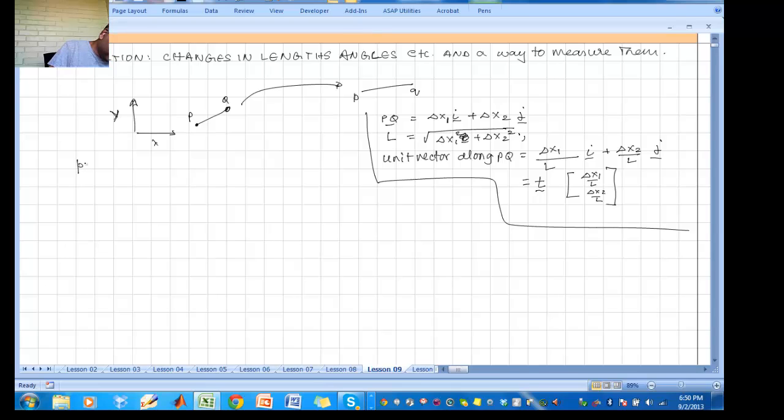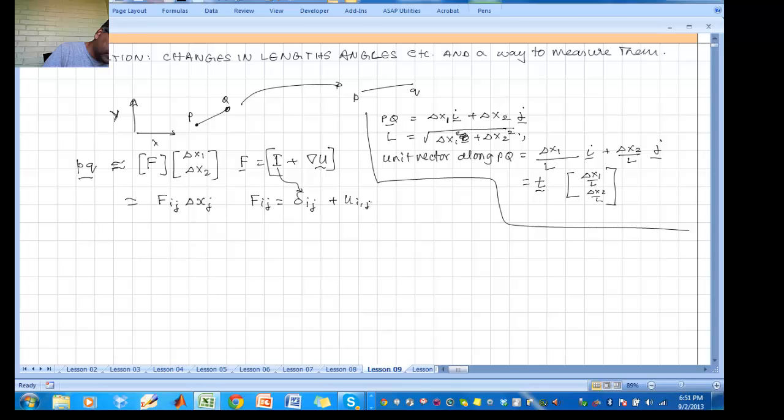Then we computed little p little q, and we found out that it was approximately equal to, the approximation gets better as delta x1 and delta x2 get smaller, an F matrix times delta x1, delta x2, and this F matrix looks like I plus gradient of u. In index notation, this looks like Fij delta xj, right? And Fij equals delta ij plus ui comma j.